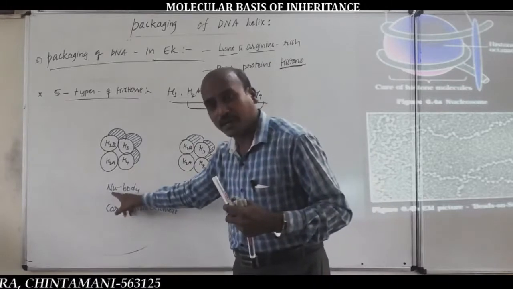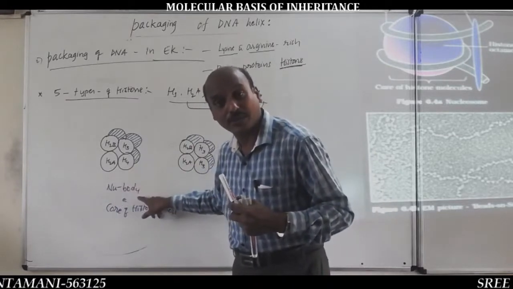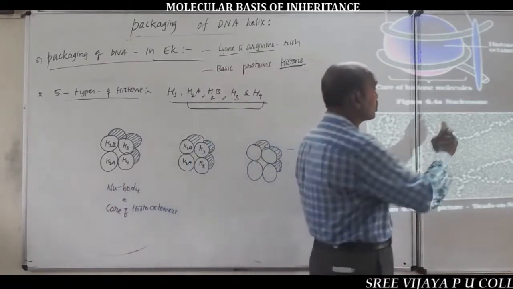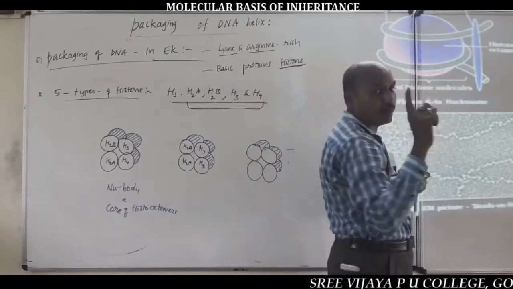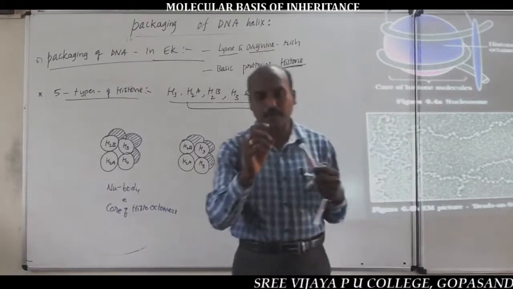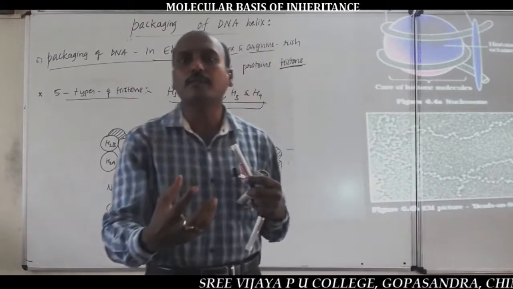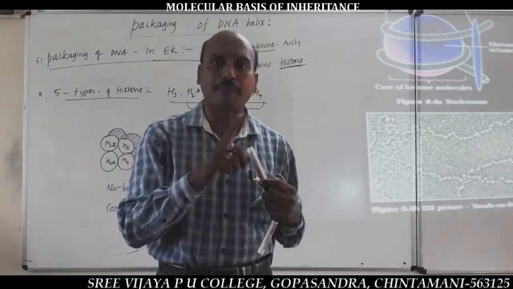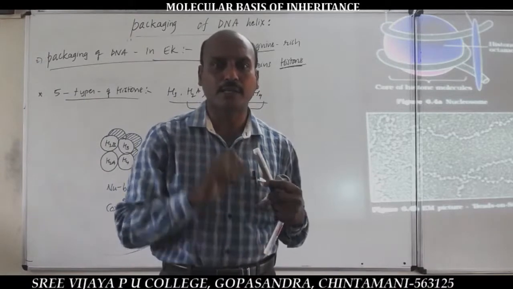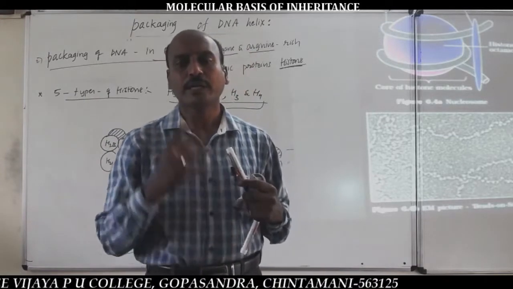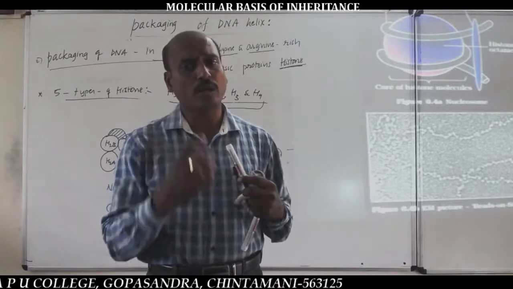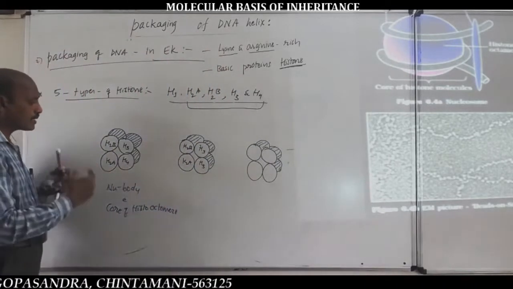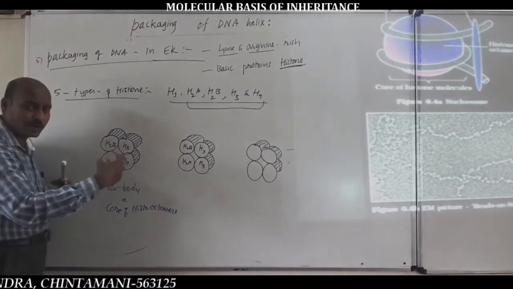In the octamer, the positively charged ends are directed outside. Very important concept, because histone proteins are the basic proteins. Basic proteins means positively charged particles. So in the core of the histone octamer, the positively charged ends are directed outside.